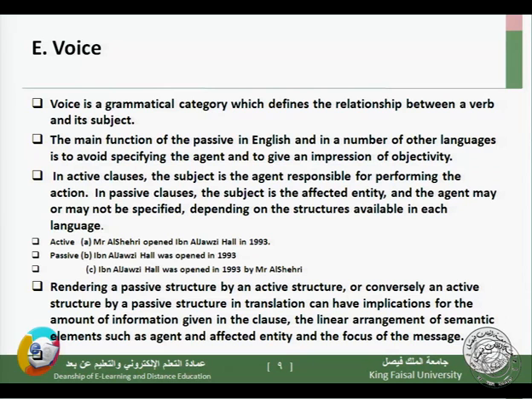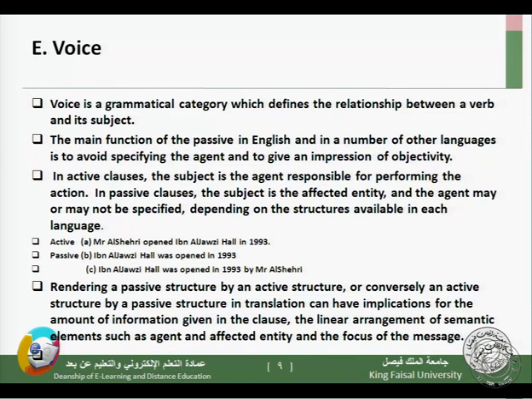I know Arabic starts with the verb before the subject: يأكل الولد. In English, the boy eats. So you need to be careful about this when you are rendering a piece of information from active into passive or from passive into active.